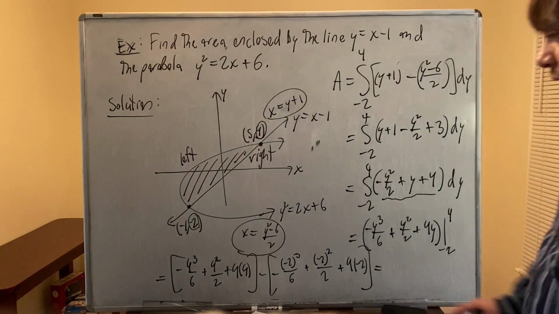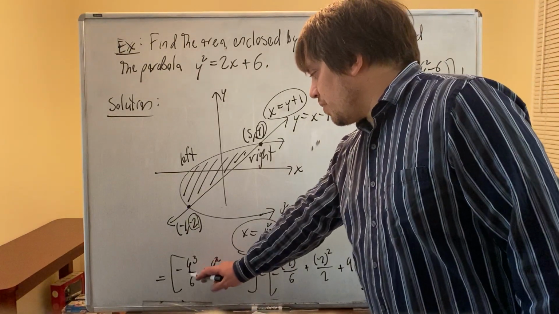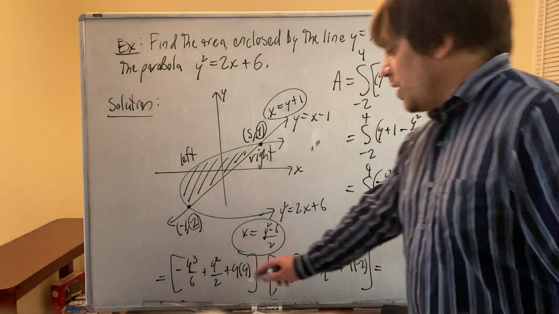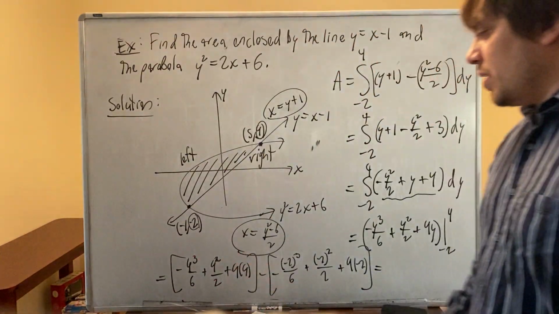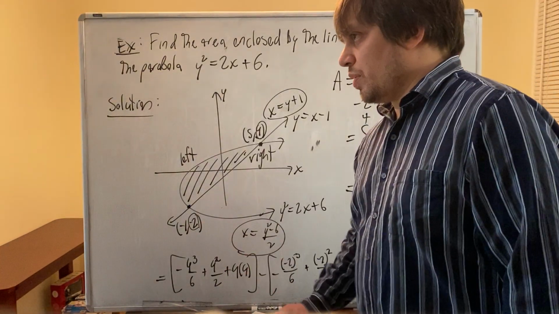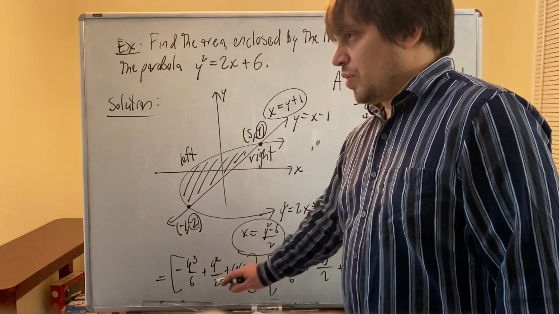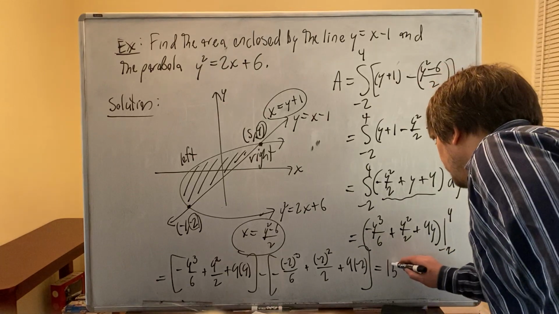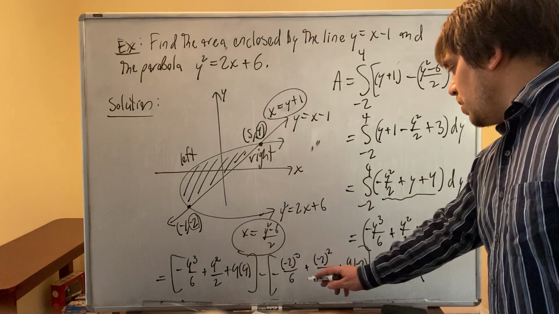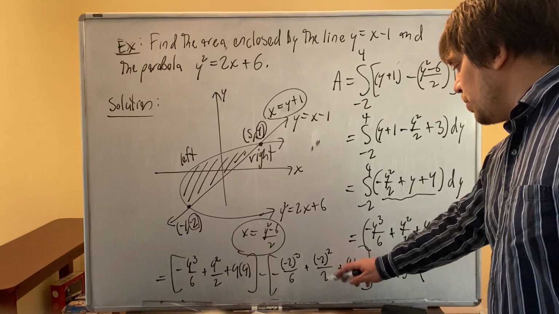Okay, and so you calculate this and you get negative 64 over 6 plus 8 plus 16. So that's 24 minus 10 and 2/3. So 24 minus 10 and 2/3 is 13 and 1/3 minus this. And so this is 4 over 2, which is 2.